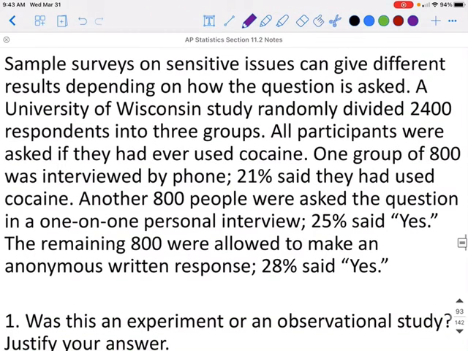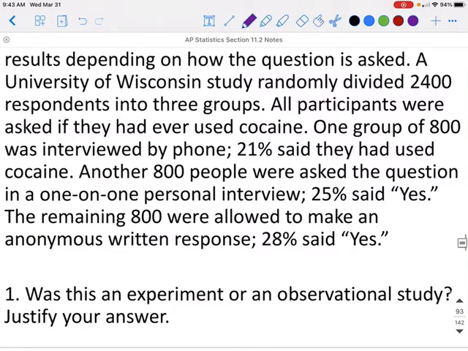So let's check our understanding. Sample surveys on sensitive issues can give different results depending on how the question is asked. A University of Wisconsin study randomly divided 2,400 respondents into three groups. All participants were asked if they had ever used cocaine. One group of 800 people were interviewed by phone, and 21% said that they had used cocaine.